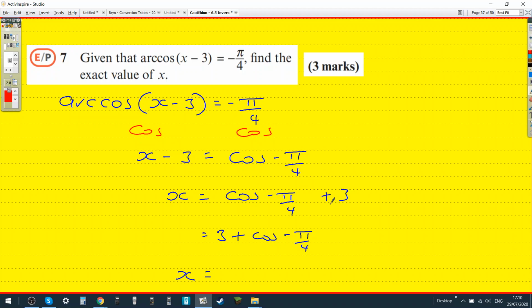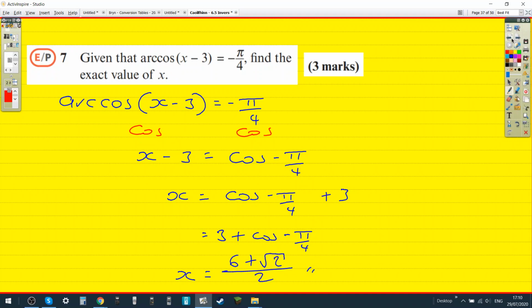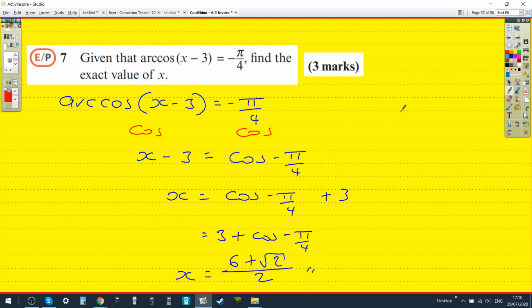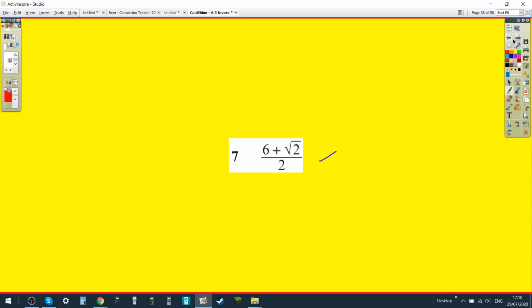I got 6 plus root 2 all over 2. They wanted an exact answer: 6 plus root 2 all over 2. But big picture, the opposite of cos is arc cos. Sorry, the opposite of arc cos is cos. Yep, do that to both sides. Any questions there? No. Okay.